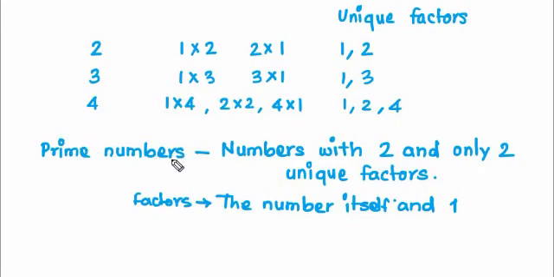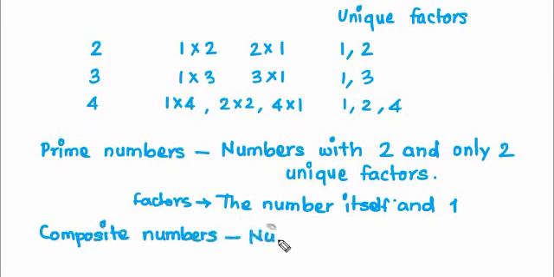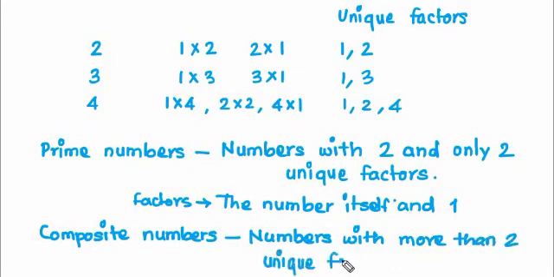Now what are the numbers which are not prime? Those numbers are called composite numbers. So composite numbers are numbers with more than 2 unique factors. Now if you see here, 2 is a prime number. 3 is a prime number because it has only 2 and only 2. 4 has more than 2, so it is a composite.